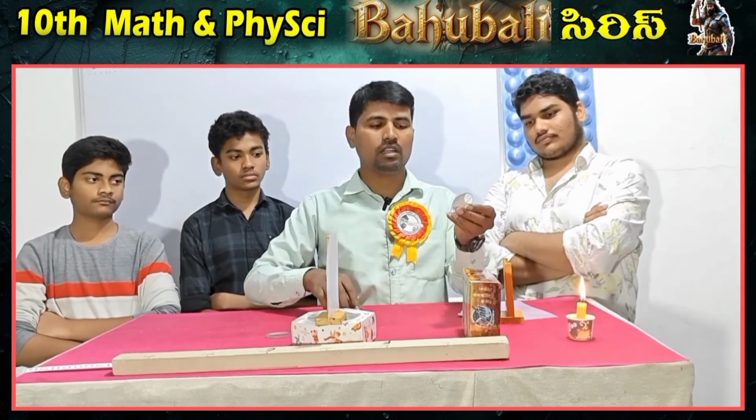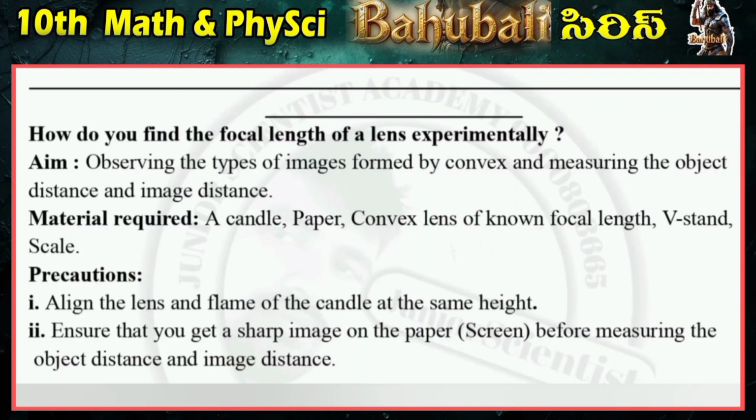Before going to the activity, what are the materials required? Lab activity. The activity question is, how do you find the focal length of a lens experimentally? Observing different types of images formed by a convex lens and measuring the object distance and image distance. In this, we have to place the object at different positions and observe the image distances and the nature of images, the characteristics of the image.